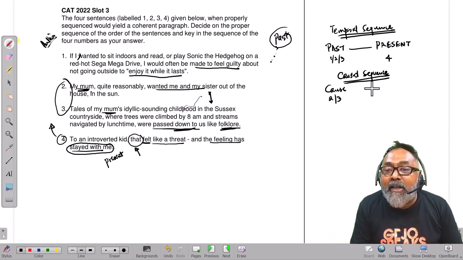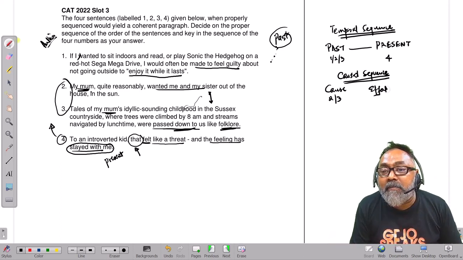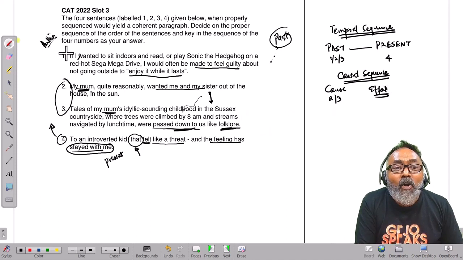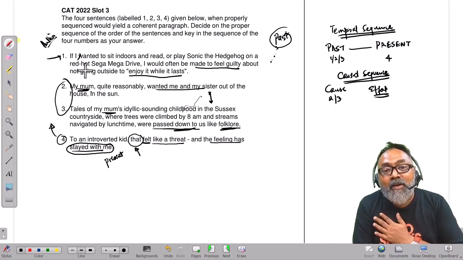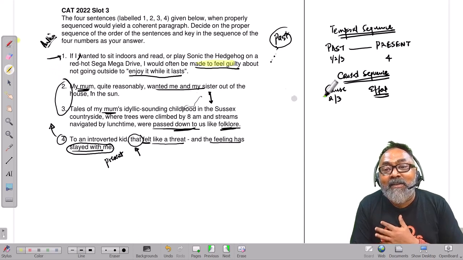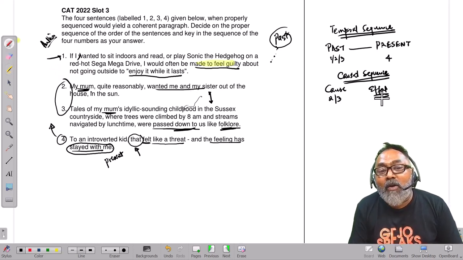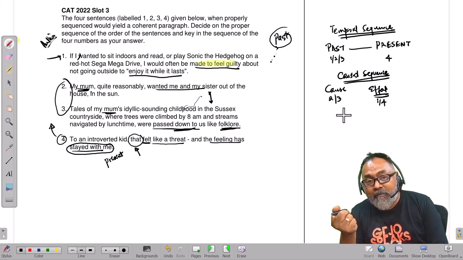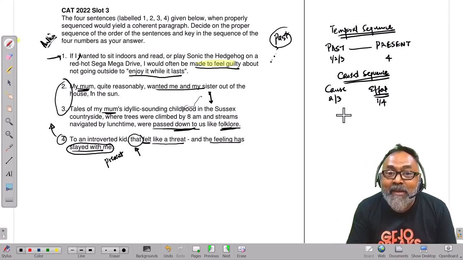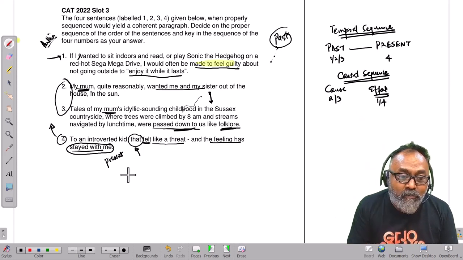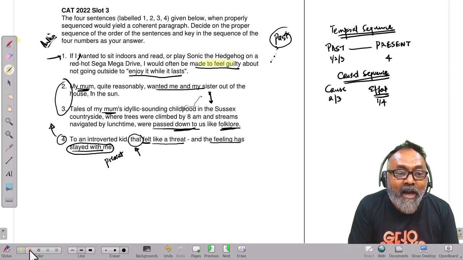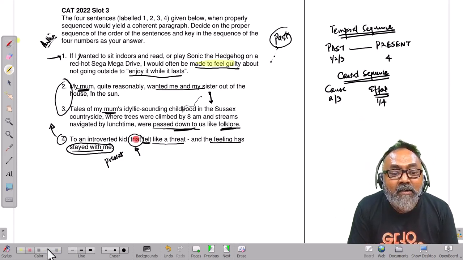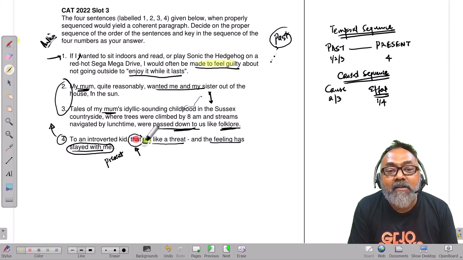But if you actually look at the effect of it, right? What happened to me? What I felt: made to feel guilty. Right? That's the effect. 1 and 4, in some order, is actually talking about the effect that happened to me. And then I can also see the echo. Right? I could see the fact that it felt like a threat.